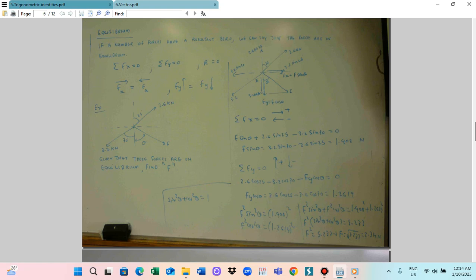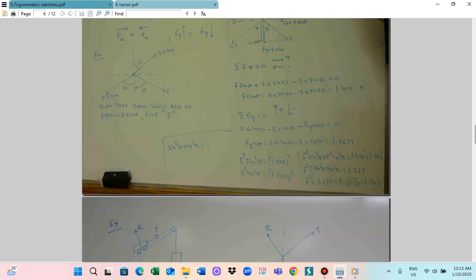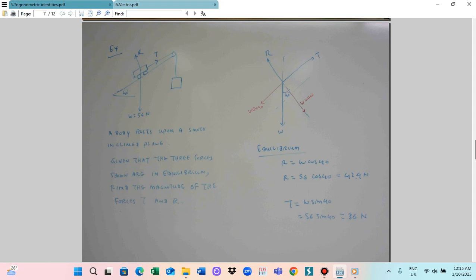Sin squared theta plus cos squared theta is 1. And we got the equation: sin squared theta plus cos squared theta equals 1. And therefore we got only F squared. F squared is equal to 5.233. So F is equal to the square root of 5.233, so this becomes 2.3 kilonewtons. So firstly we find F cos theta and F sin theta, and then we use the equation, so then we got the F.